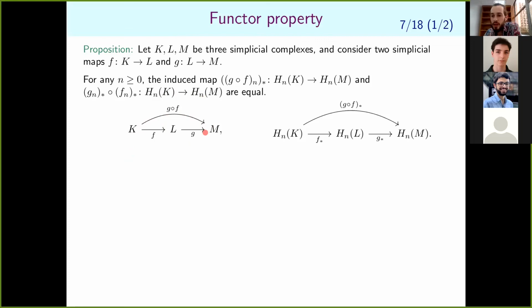Now I can apply the i-th homology. I obtain homology groups, right? And I also obtain induced maps, okay? F star is the induced map of F. G star is induced by G. And here GF star is the induced map in homology by GF. Okay. And this proposition here states that this map here is equal to the composition of F star and G star. Okay. The composition of induced maps is the map induced by the composition.